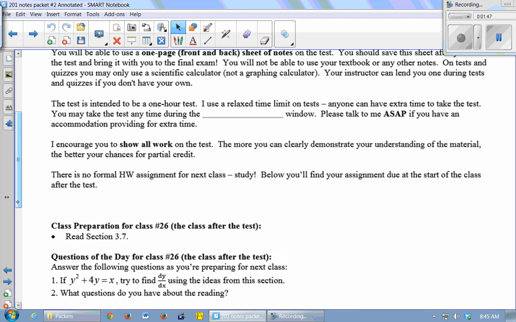The test is intended to be about an hour. The time limit is relaxed. If anyone wants to start at 8, you're welcome to start at 8. So let's just say 8 to 10. There's a 2-hour window for a hopefully 1 hour-ish test.